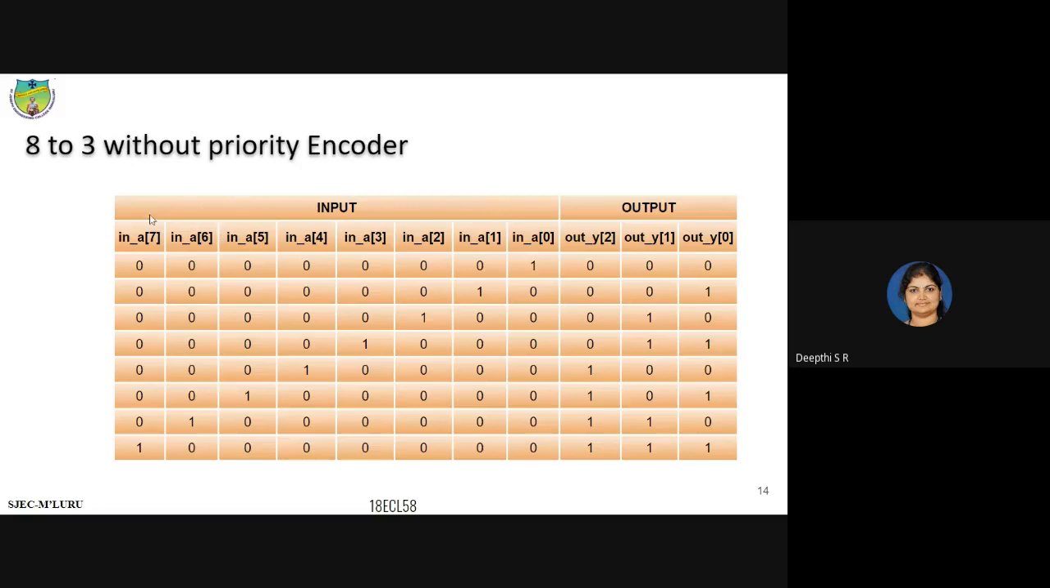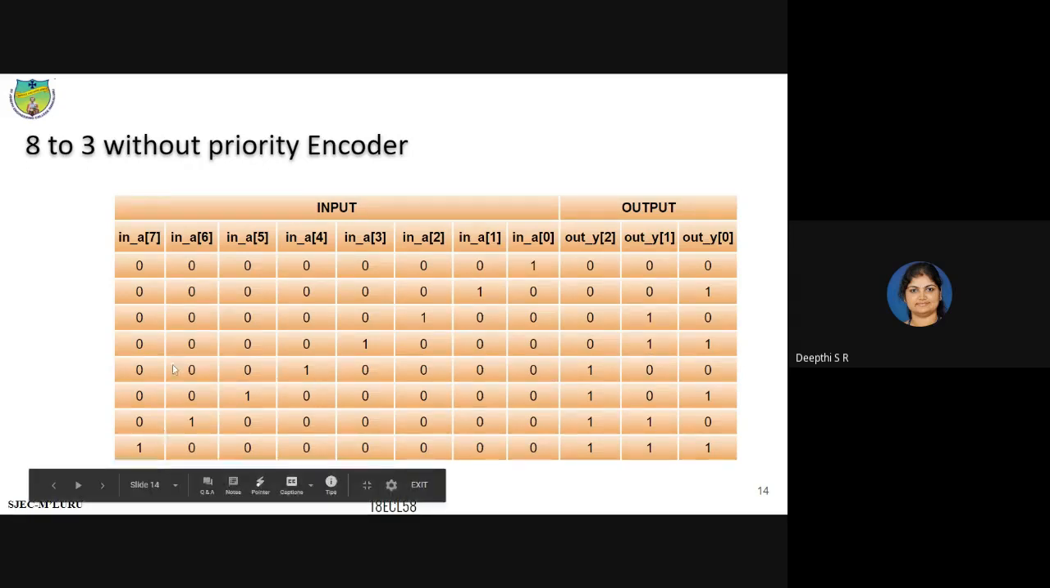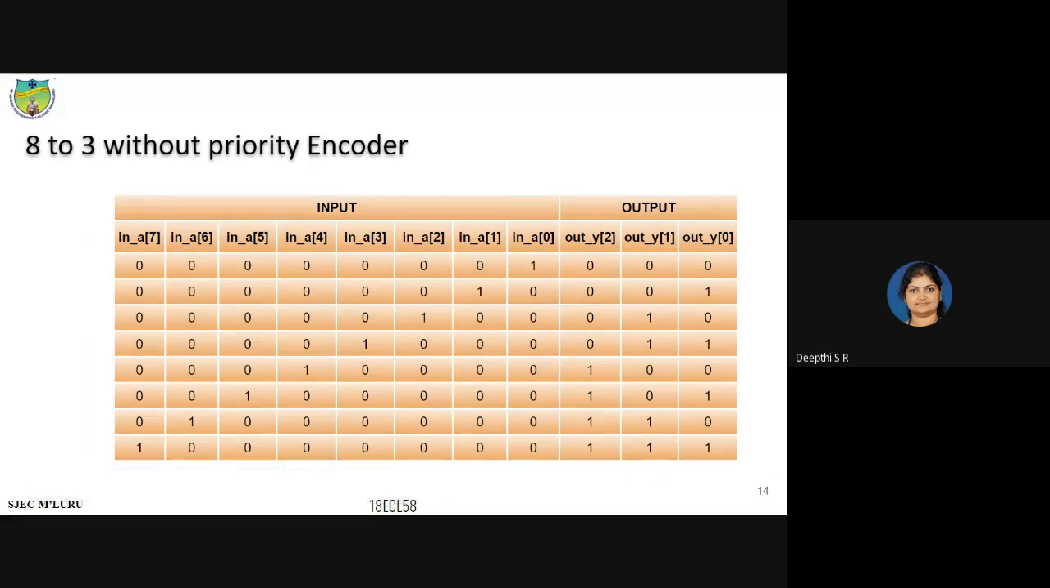So this is the truth table for the encoder without priority. When A0 is high, then the output will be 000. When A1 is high, the output is 001. When A2 is high, output is 010. When A3 is high, output is 011. So it goes on. When A7 is high, then the output is 111. So can you try to write Verilog code for the same?